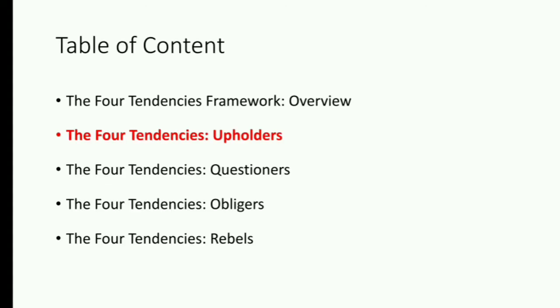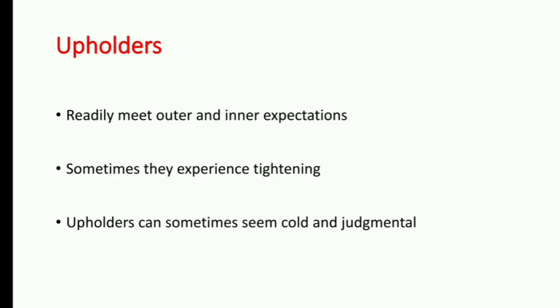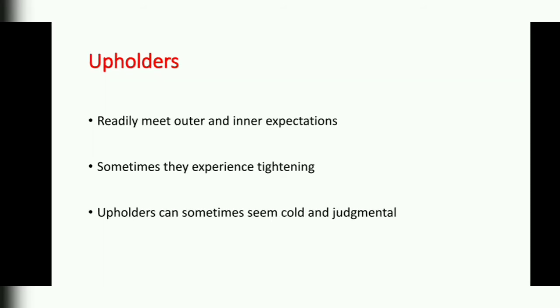So first, let's look at the upholders. Upholders readily meet outer and inner expectations. They really want to know what is expected of them and to meet those expectations. But their expectations for themselves are just as important. Now, one of the things that can happen to upholders is that they sometimes experience tightening. For a lot of the tendencies, they'll begin by doing something and then the rule will kind of loosen up over time. But with upholders, the rules often become tighter.